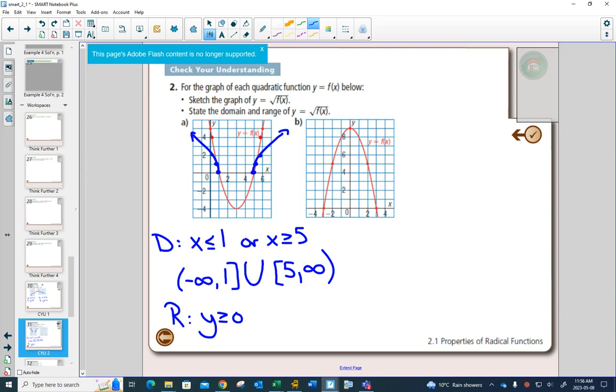Same idea with the second one. You're going to start. Where are the y values 0? Where are the y values 1? Those points won't change. Are there any nice points? Sure enough. Here my y value is 4. Here my y value is 9. Square root of 4 is 2. Square root of 4 is 2. Square root of 9 is 3.